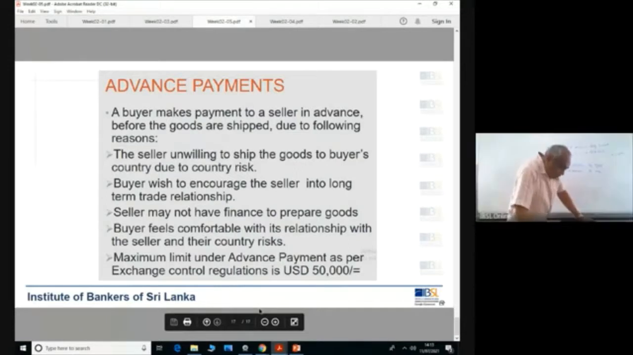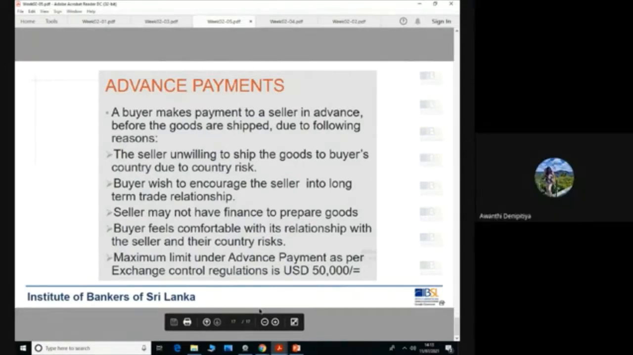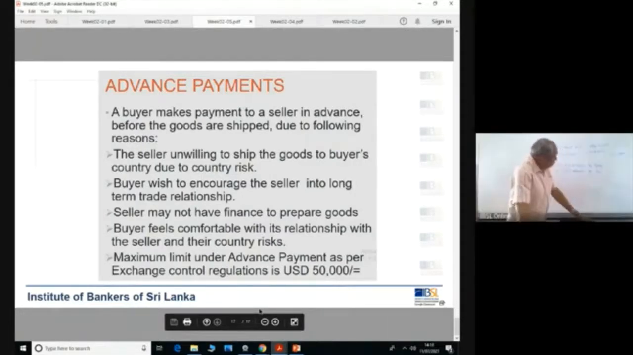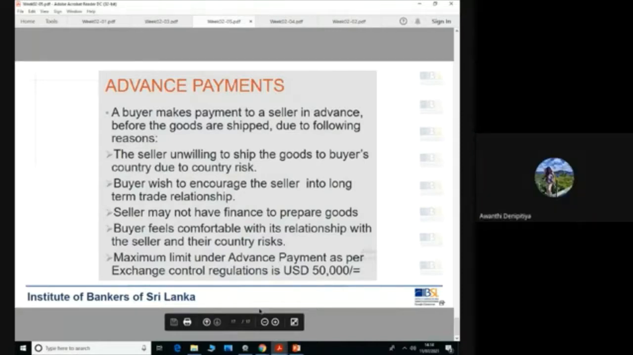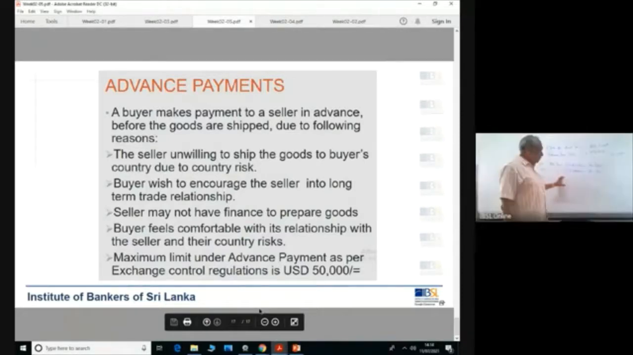Can we do it? Please. Can't do. Can't. Why? It's more than 50,000. More than 50,000? No, it is 49,000. On the same day there are two advance payments. You can't have 2 transactions on the same day. Right? What's your name?